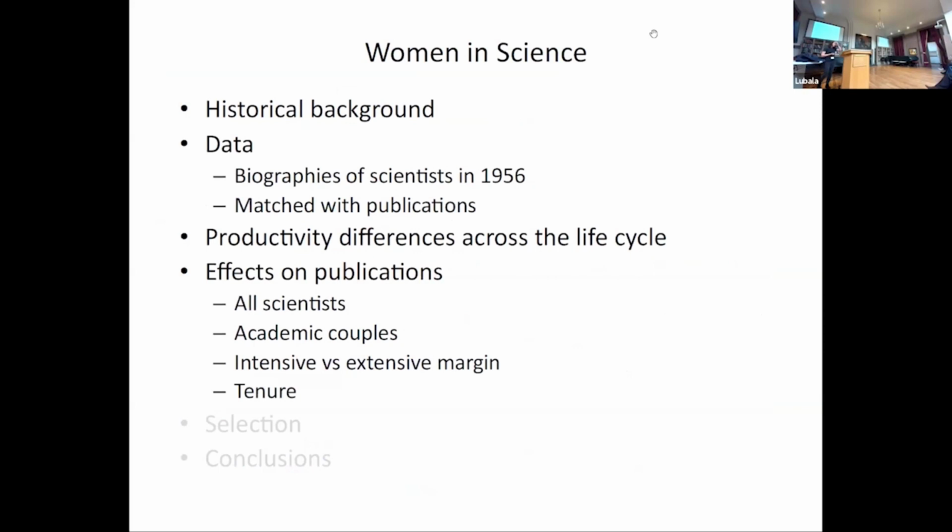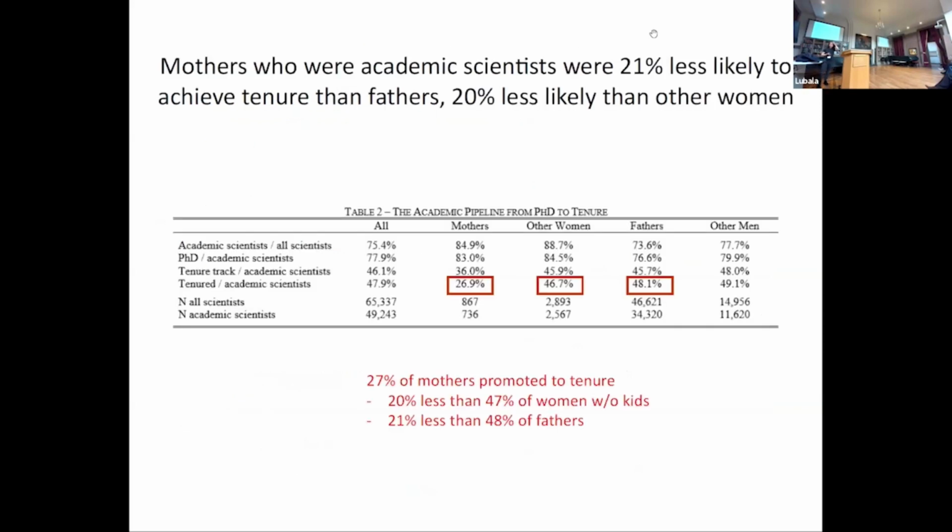So now let's look at what that does to tenure. This is another really nice feature of the data, because we have data on career progressions. So we can look at mothers who are academic scientists, when they get tenure and whether they get tenure. And what we see here is that mothers who are academic scientists are much less likely to get tenure. 29% of mothers get tenure compared to 49% of other women and 48% of fathers. So other women look like fathers. It's just that the differences in tenure rates are driven entirely by mothers.